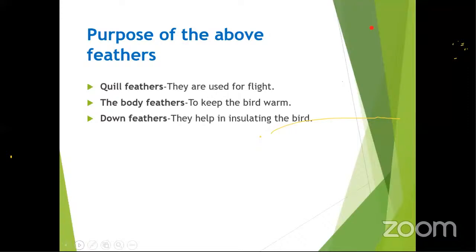So by saying they help in insulating the bird, there is no difference. It's the same as saying they help in keeping the bird warm. It is the same, so don't get confused there. If you cannot write this word insulating, please use the word warm. They help to keep the bird warm. Insulators do not allow heat to pass through them, so they will keep the heat in the bird's body. So that is the use of the down feathers. As simple as that.